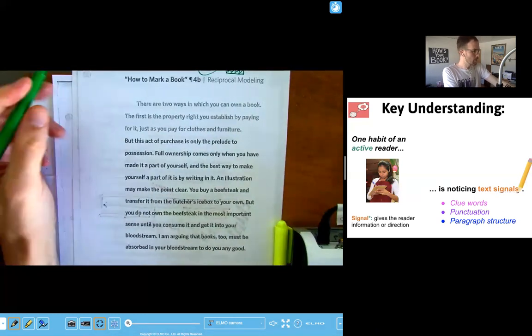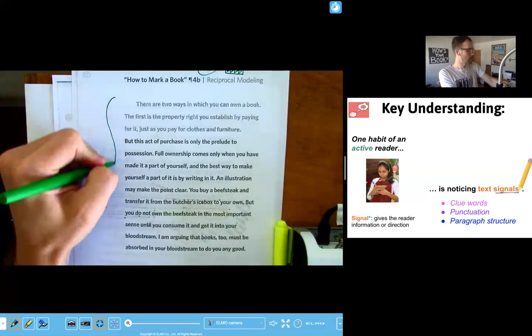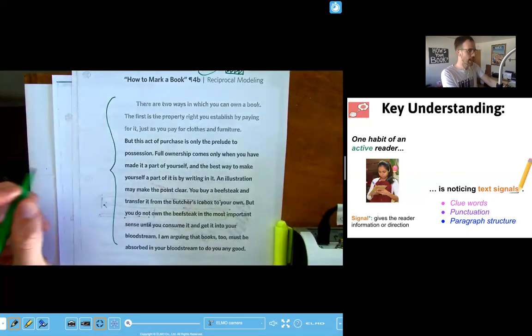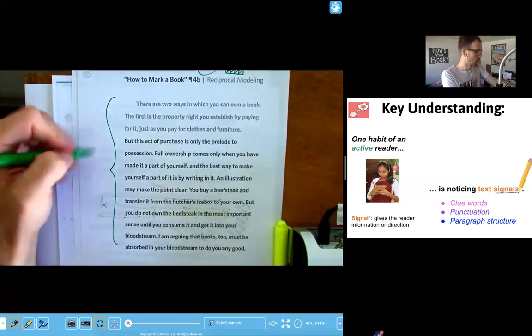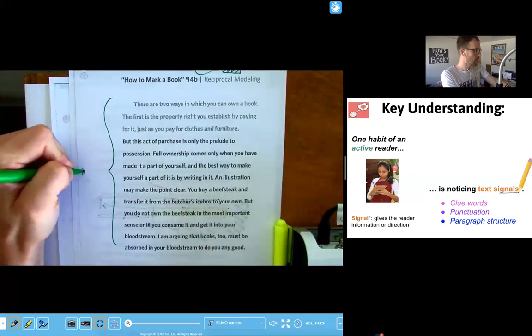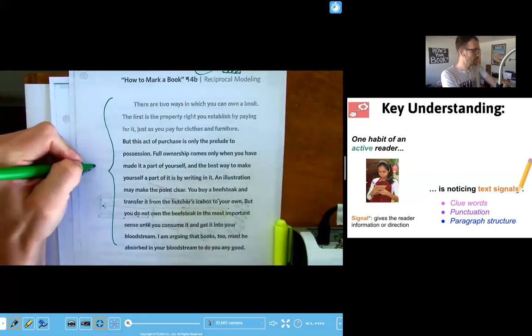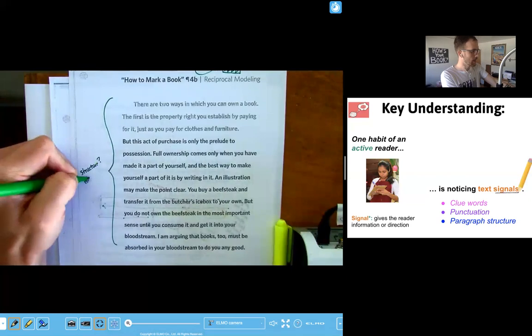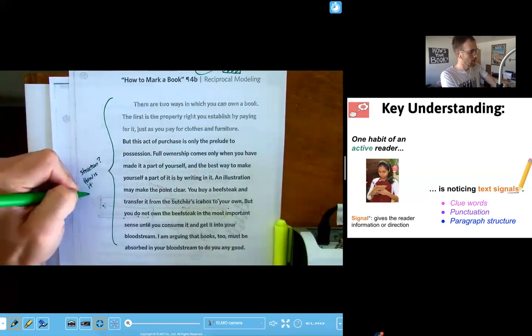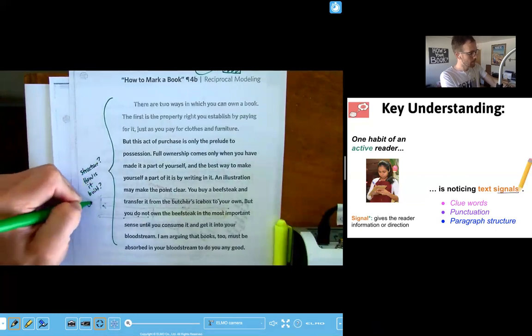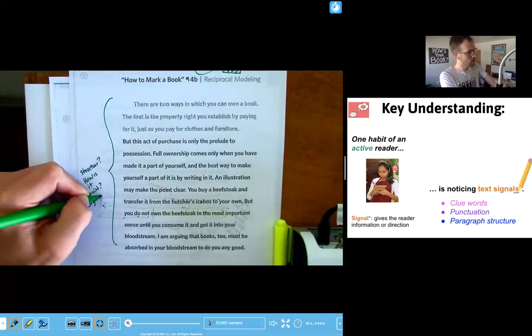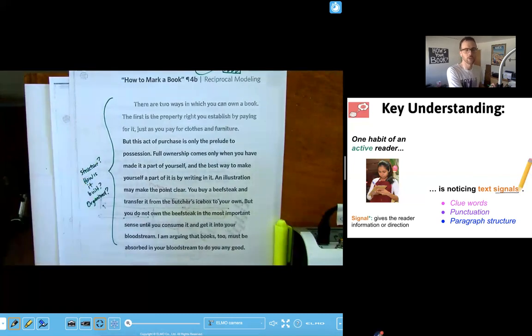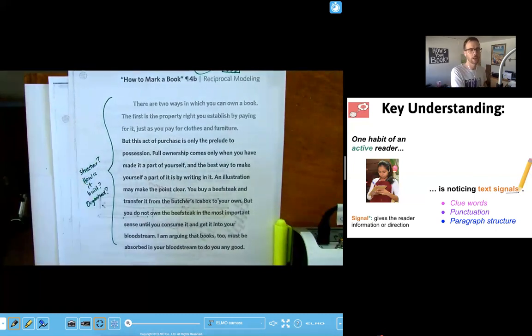Now, what I want you to do is I want you to take a look at this paragraph, which comes from Mortimer Adler's text. And I want you to notice, is there any structure? How is it built? How is it built and organized? Okay, so pause this video, and I just want you to take maybe 2 or 3 minutes to read this paragraph and make predictions about how you see it being organized.